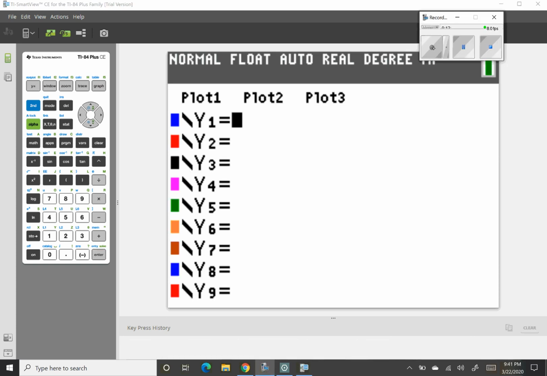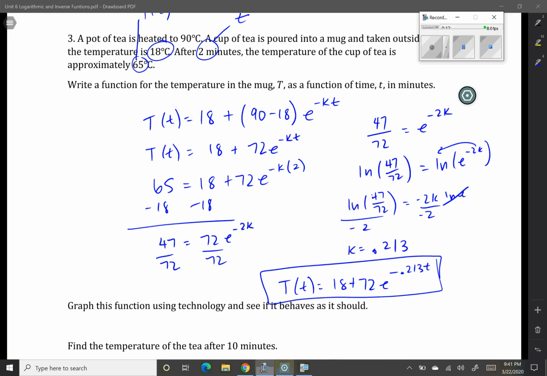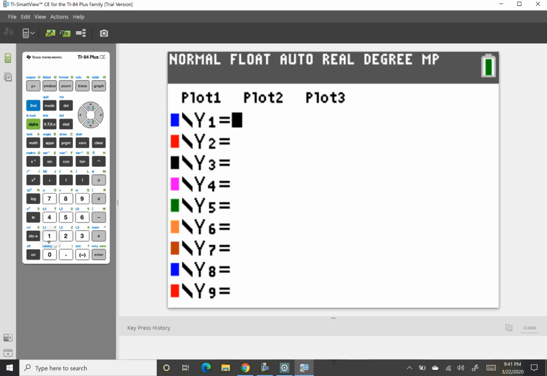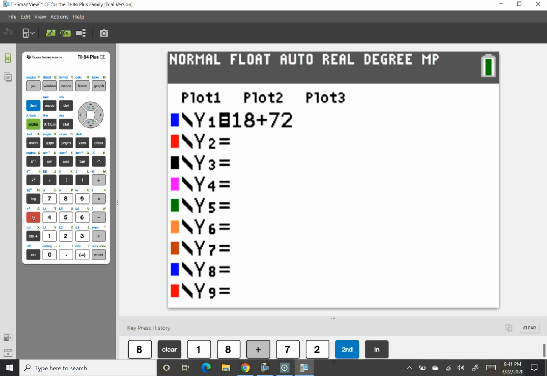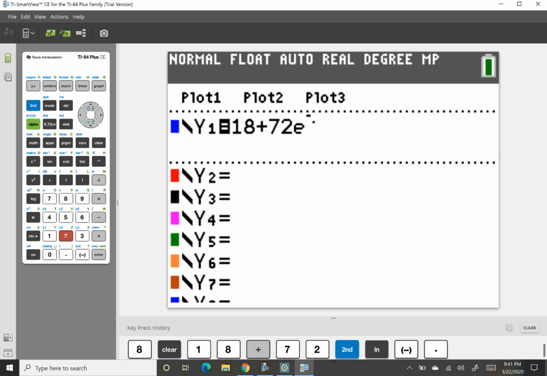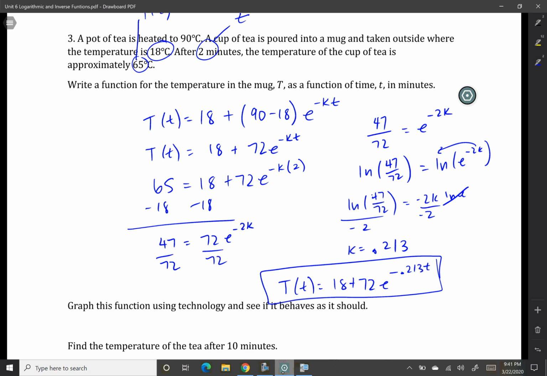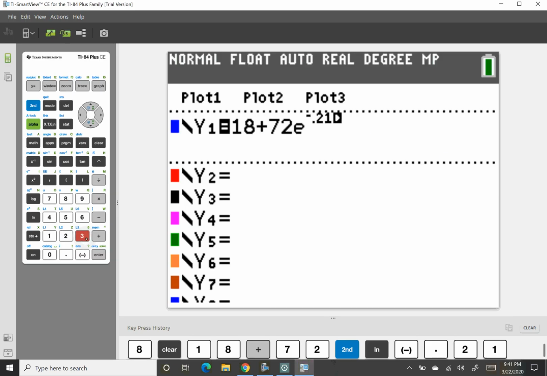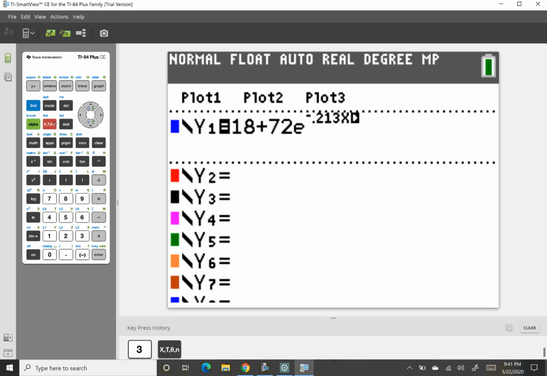So now that we're in y equals, we can plug in our formula. So we'll put in 18 plus 72 e to the negative 0.213 x. Now, before I actually even hit graph here, let's think. The initial value is 72, because that's the coefficient in front of the e here, right? We see the 72 is here. It's going to decrease until the ambient temperature of 18.